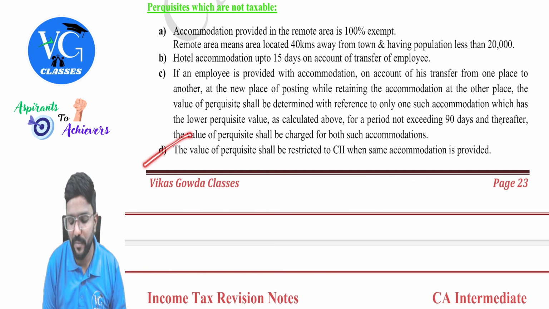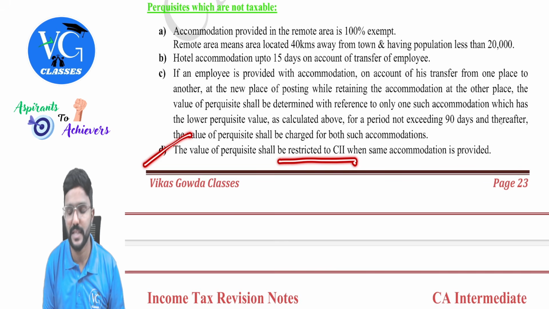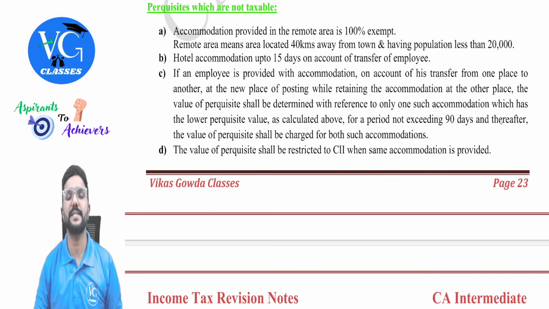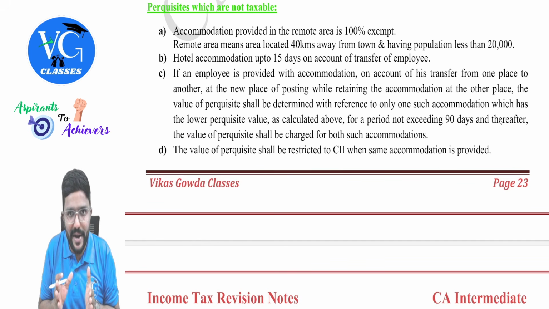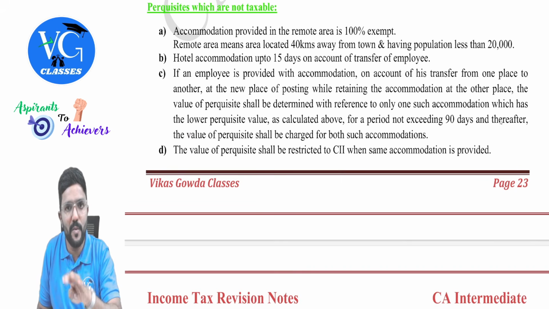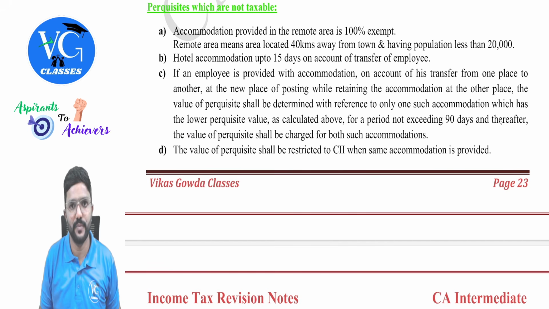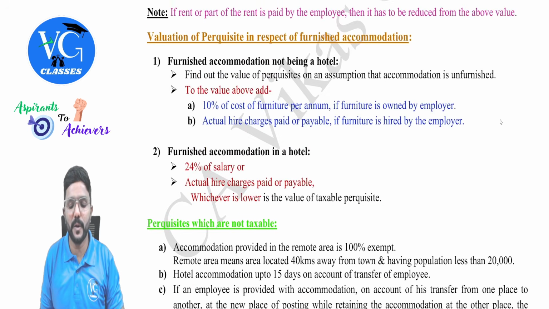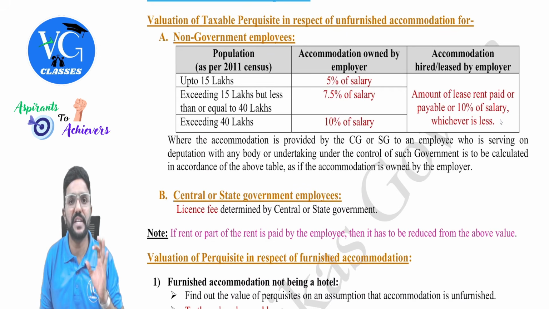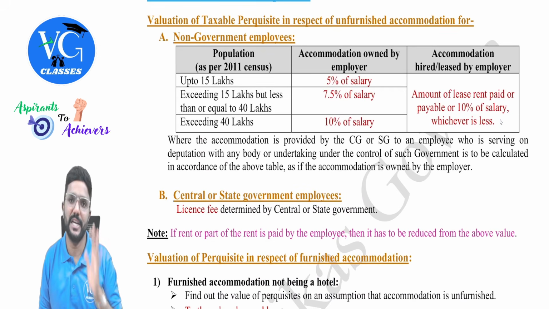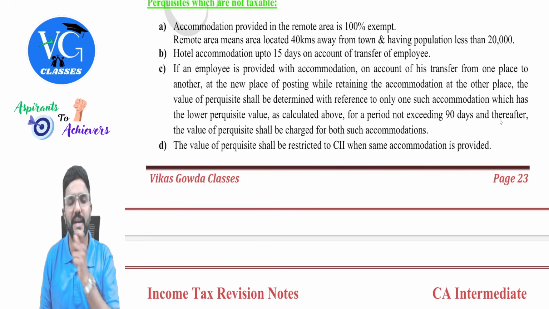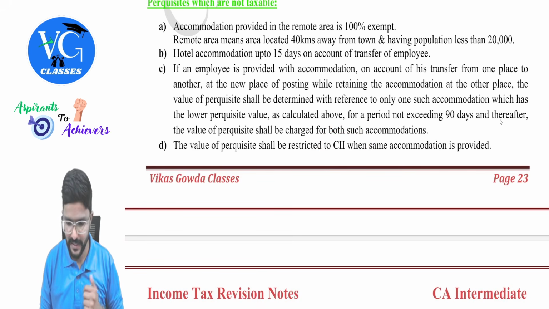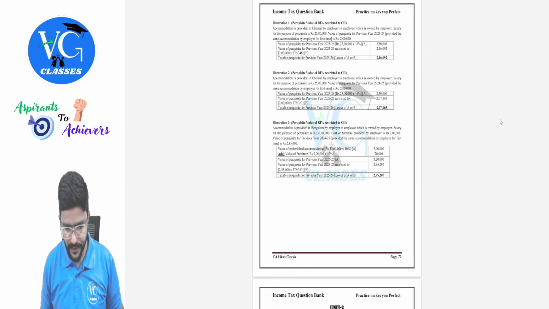Yes. The last one, the important one. The value of perquisite shall be restricted to the cost inflation index when the same accommodation is provided. This point is relevant when the employer is providing the same accommodation to the same employee for more than 1 year. In the current year he has provided it, but the same accommodation was also provided last year or the year before. In that case, whatever value of perquisite we calculate here has to be restricted to an indexed calculation. Indexed calculation means applying the cost inflation index, which is a topic connected to capital gains, guys. I will try to explain this with illustrations.